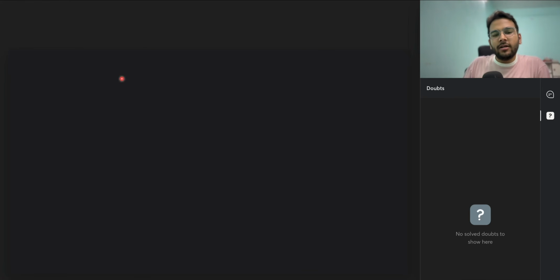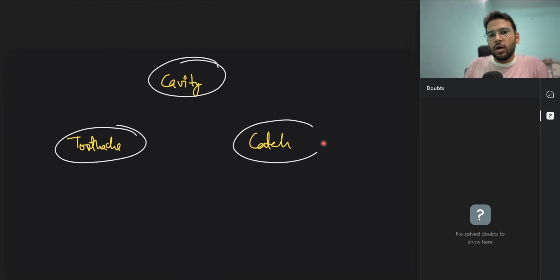So we had 3 things here, right? We have cavity, we have toothache, we have catch. Now, if I ask you what influences what, can you tell me? Or what random variable depends on which random variable? Can you tell me what arrow should I make?